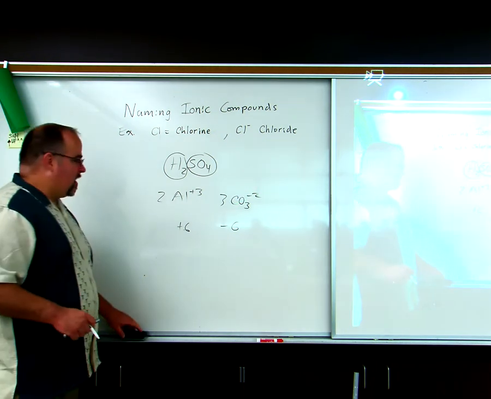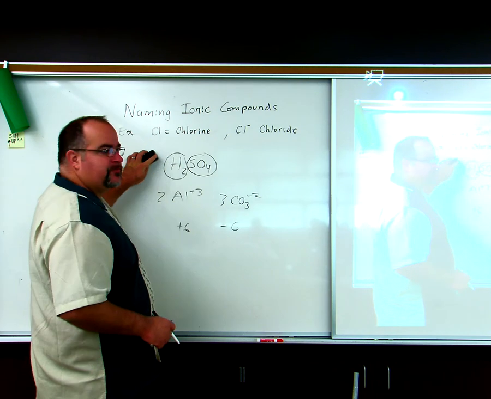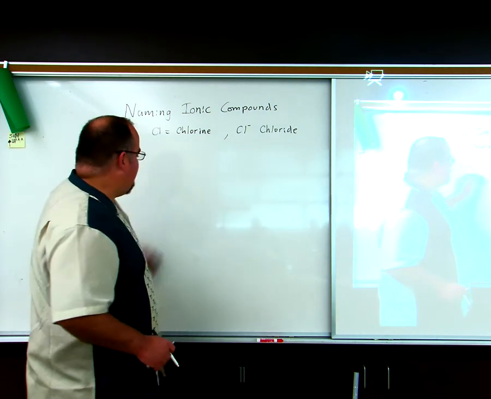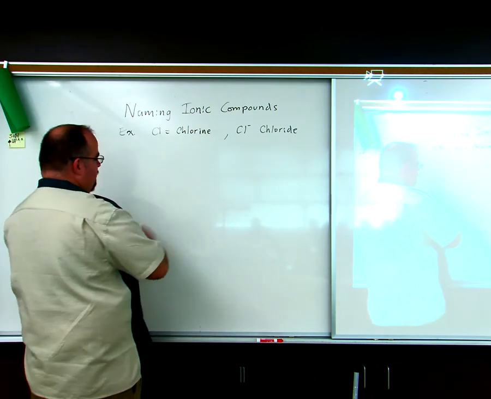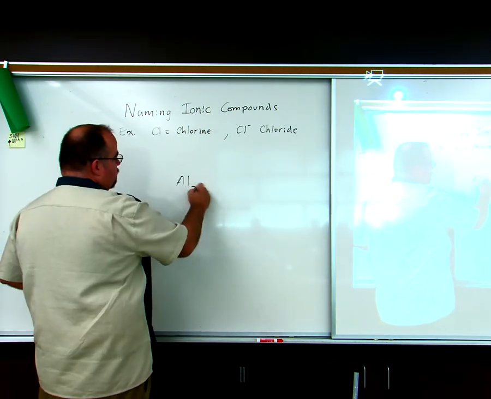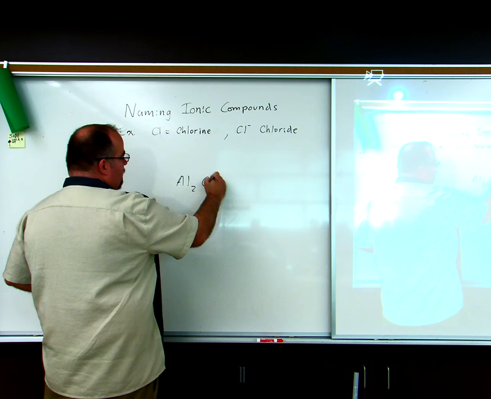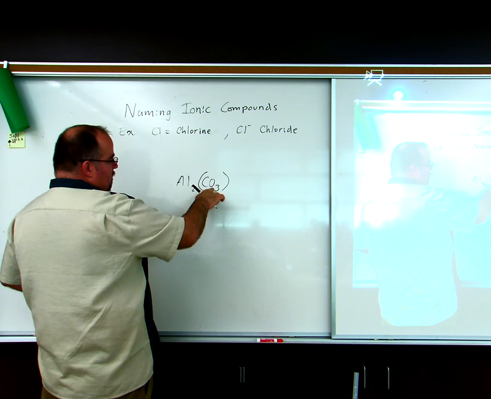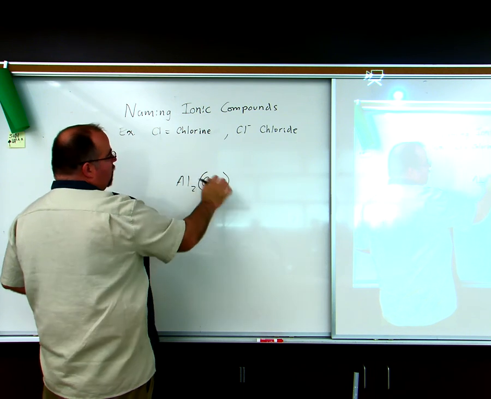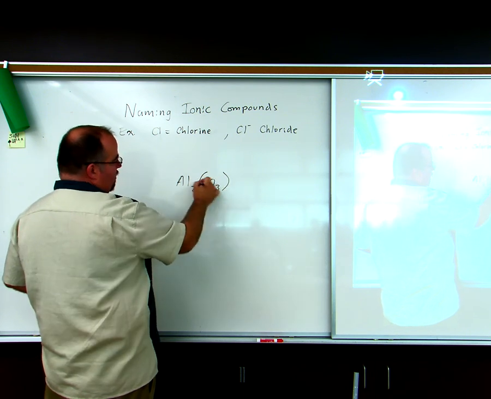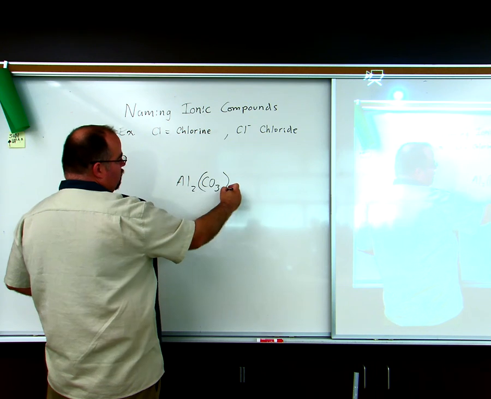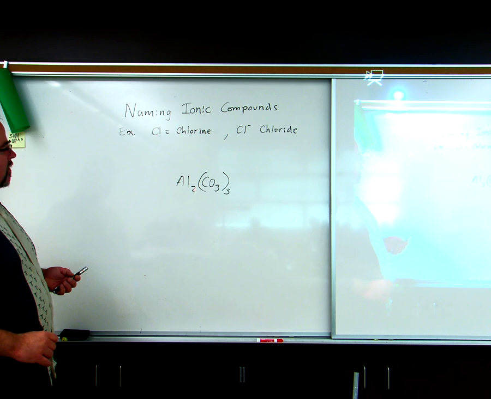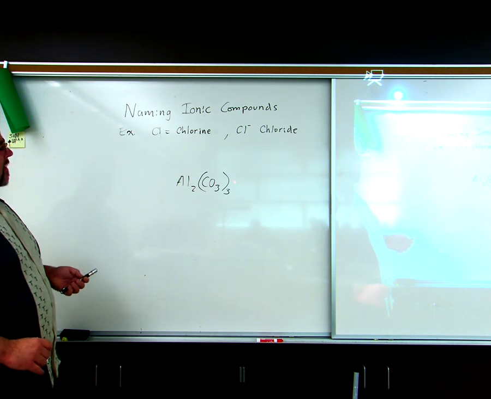Okay. Now we're almost done. So the ratio would be 2 to 3. We'd write that down like this. We'd write aluminum carbonate, and you'd have to put parentheses because this here is a whole molecule, so you don't want to change any of the formula here, but you would put the subscript outside like this. So aluminum carbonate would be Al subscript 2 and carbonate in parentheses with subscript 3.